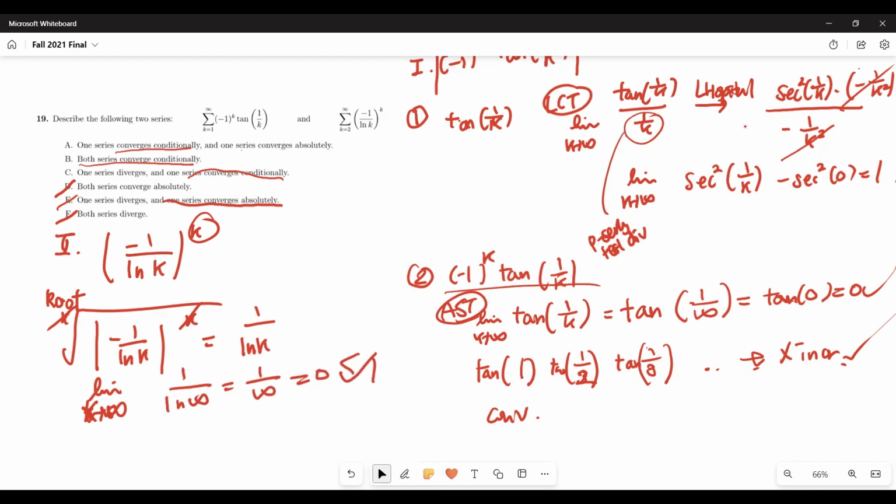So this actually proves that it's absolutely converging, because it has the absolute sign on it. So it proves that it's absolutely converging. So it's not B, it's not C, so the series converges absolutely. So the answer for this question is A.